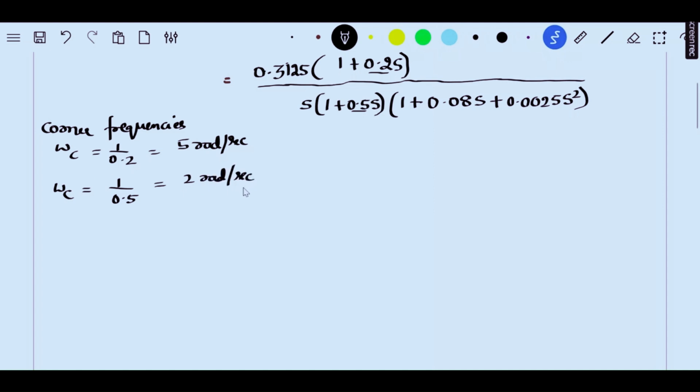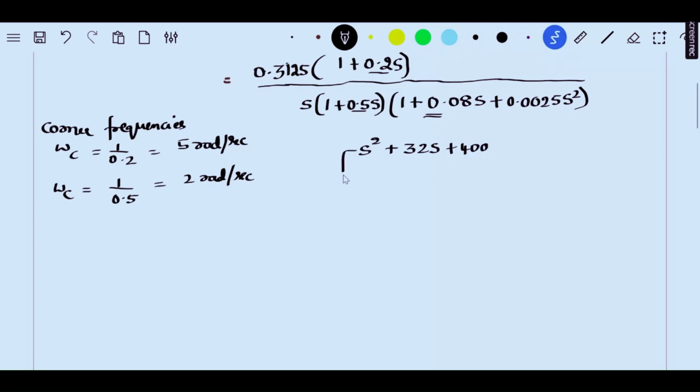Now, how do we find the corner frequency when the quadratic term is considered? It is very important to know this step because this is the extra step which we are able to see in this video. Initially you saw that the quadratic term was s square plus 32s plus 400. This was the equation initially given in the question.